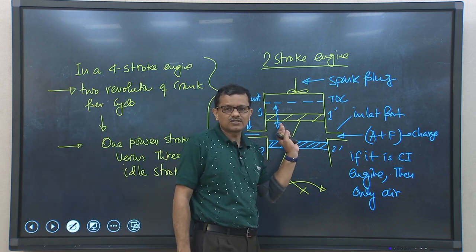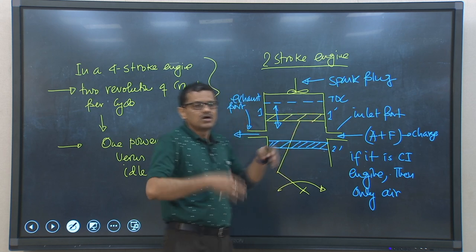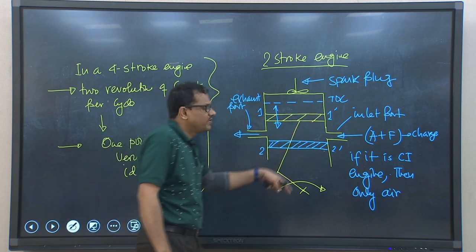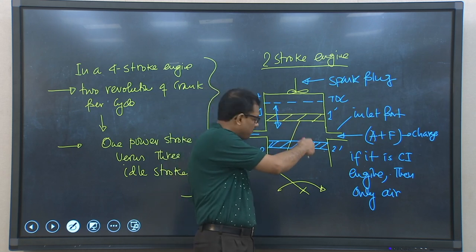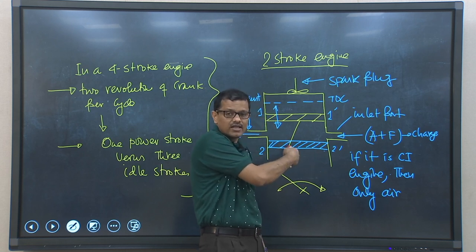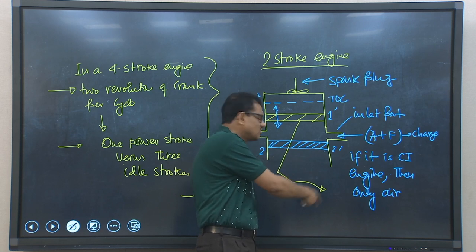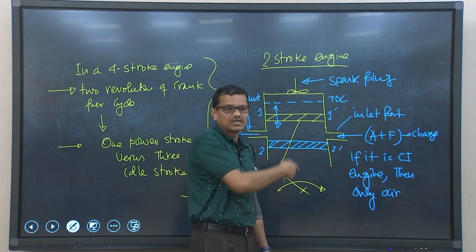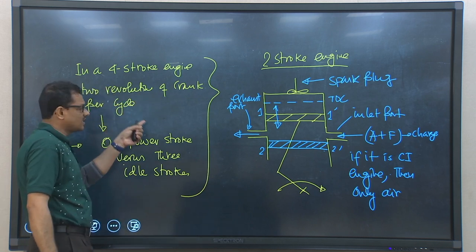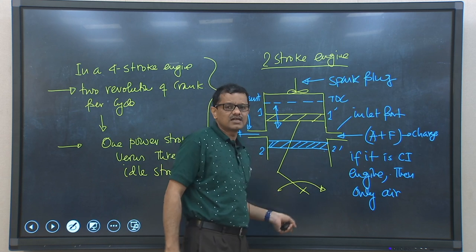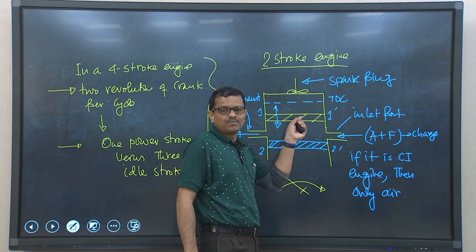So instead of four different strokes, we could identify two different strokes, and the cycle will be completed. So what we can understand? One power stroke per cycle, wherein there is only one revolution of the crankshaft in one cycle. So what we have understood is that there is only one revolution of the crank per cycle, and in that we have only one power stroke.